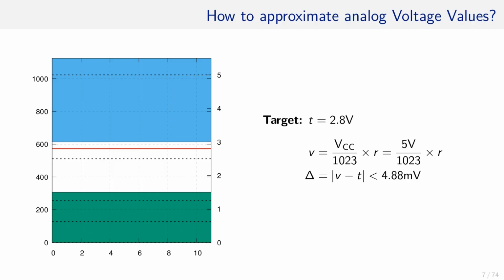Since the Arduino is powered through USB, VCC is 5 volt. R represents the value, that is the integer, and V is the resulting voltage. Now we start sampling the 2.8 volt, and I would like to come as close as possible to the 10-bit digital representation of the 2.8 volt.